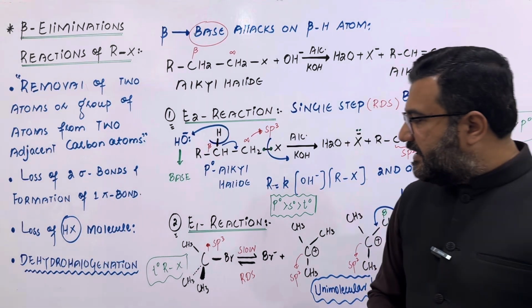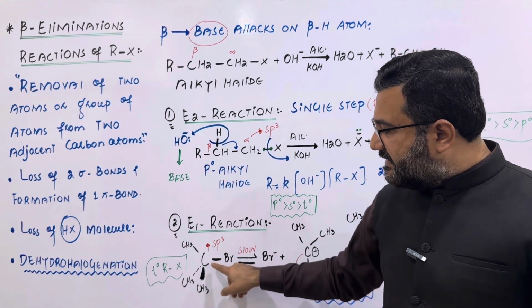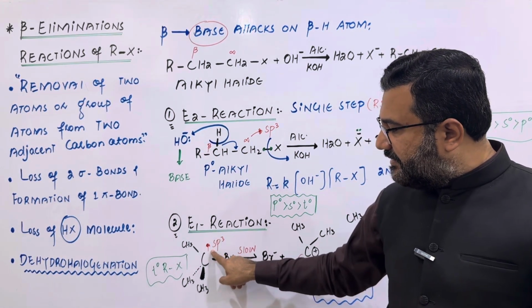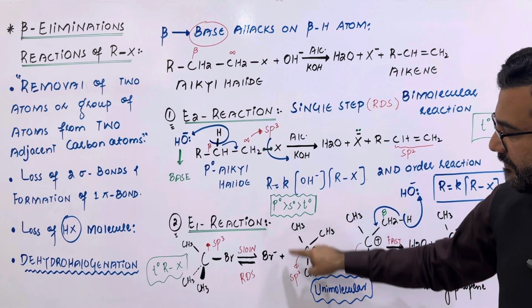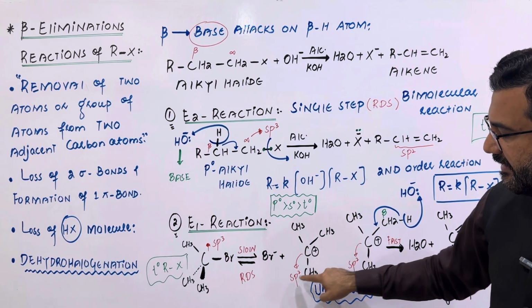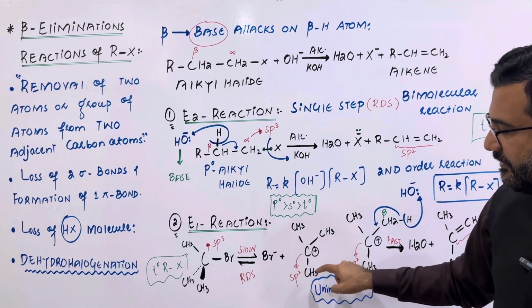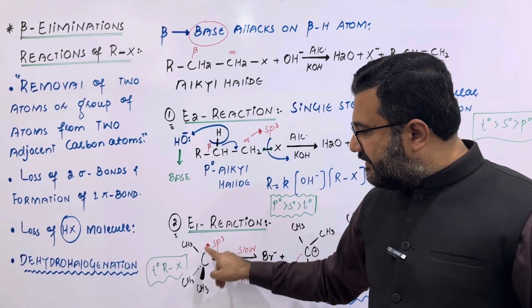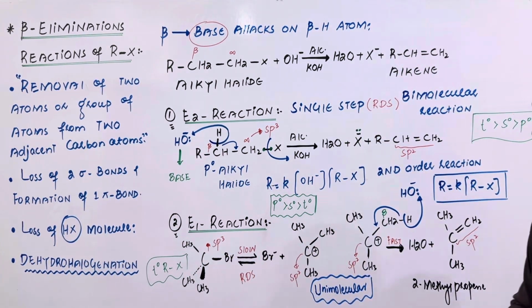What is the change in hybridization? In the first step, this alpha carbon is sp3 and it changes to a carbocation, and you know the positively charged carbon of the carbocation is sp2 hybridized with 3 bonds. So hybridization in the first step changes from sp3 to sp2.